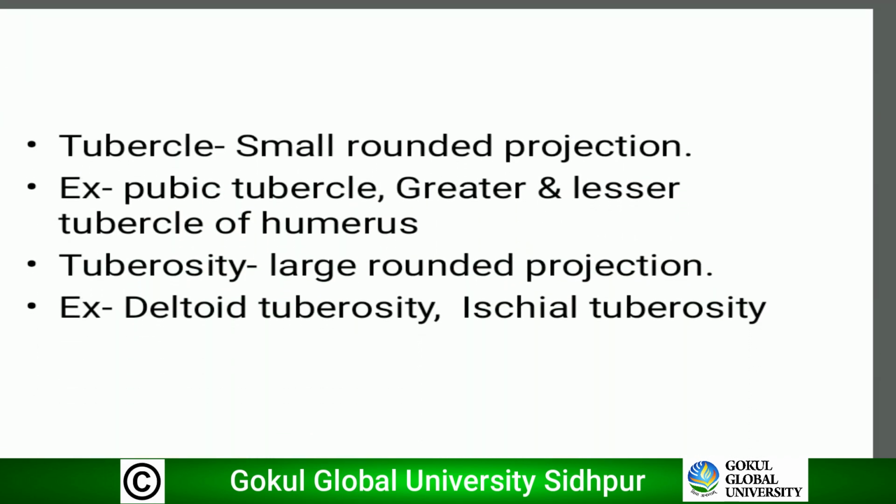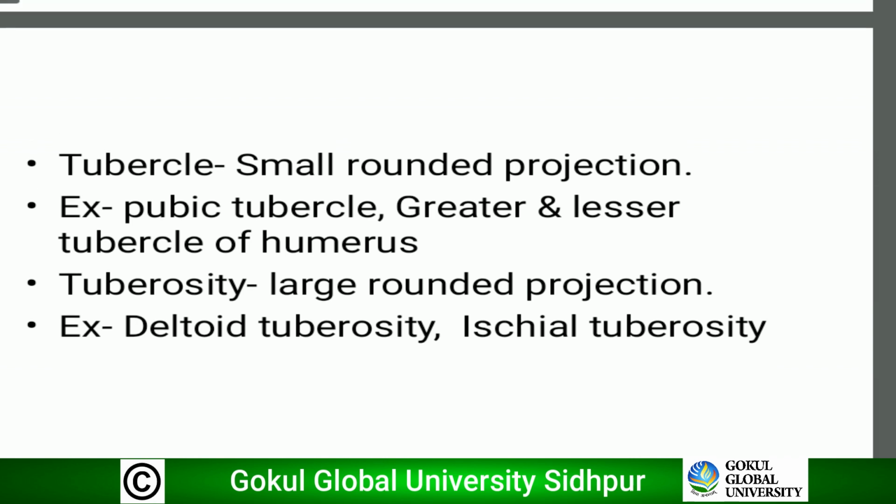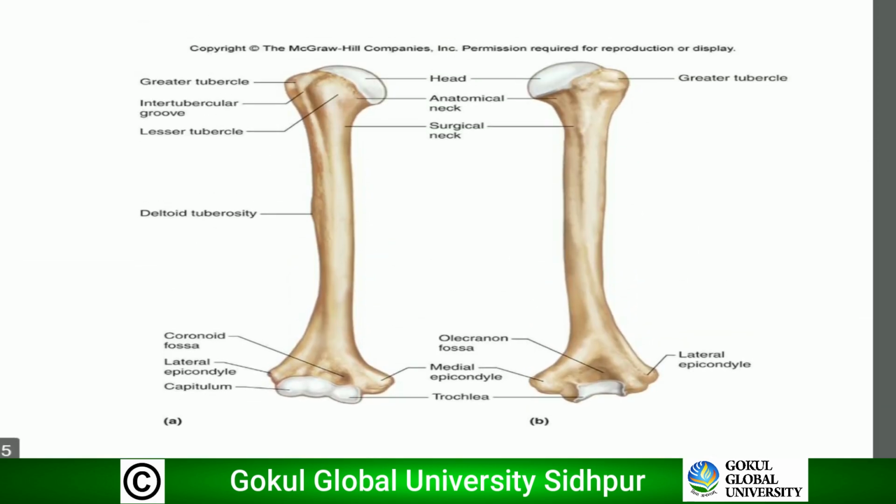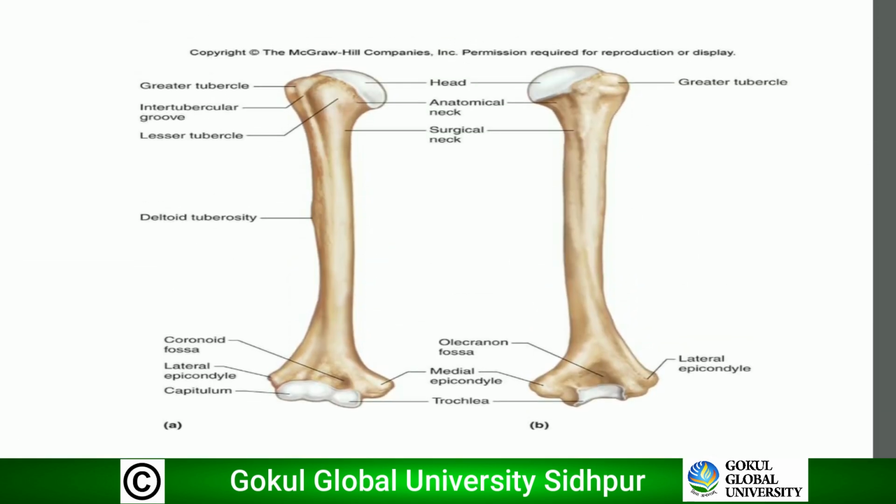Now tubercle, a small rounded projection. Example, the pubic tubercle, and the greater and lesser tubercles of the humerus. In this diagram, a small rounded projection, the greater and lesser tubercle of the humerus.